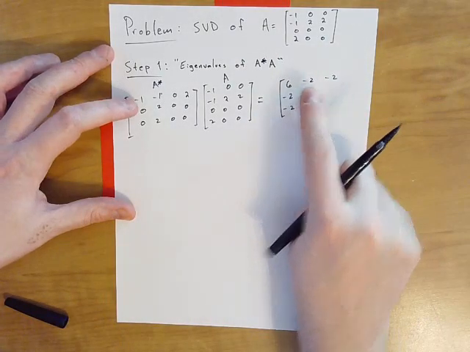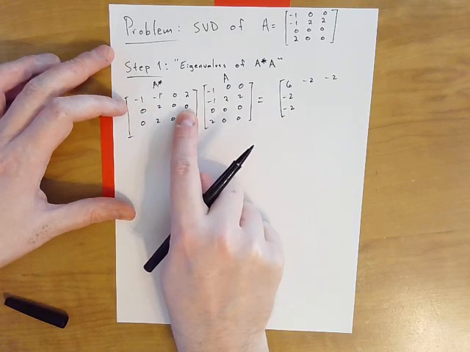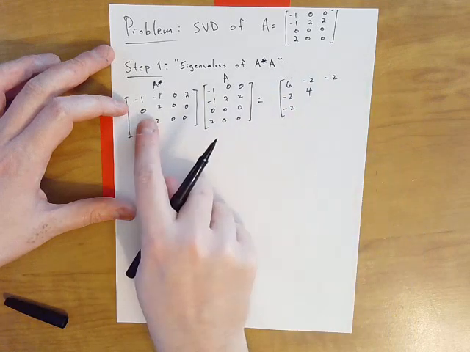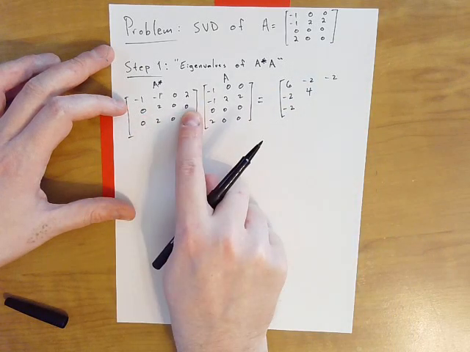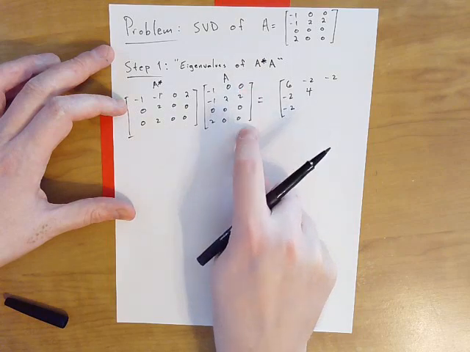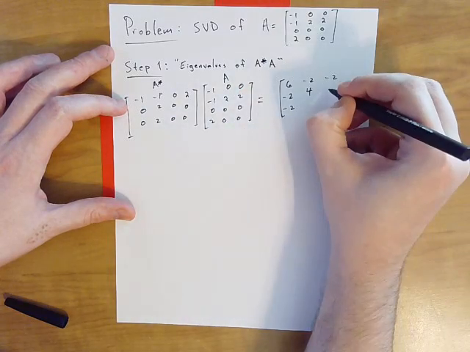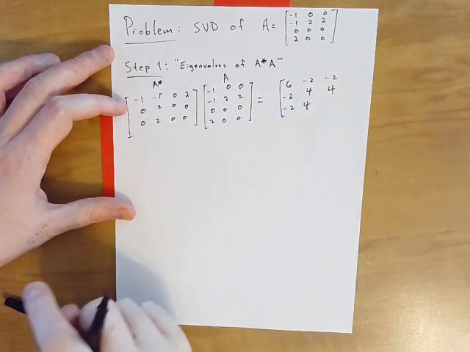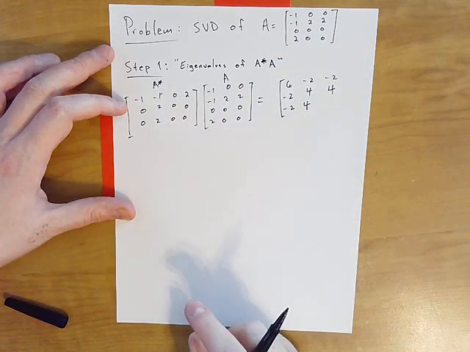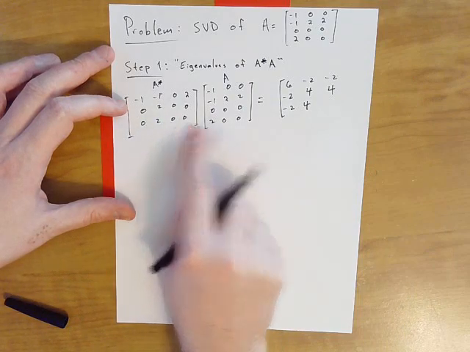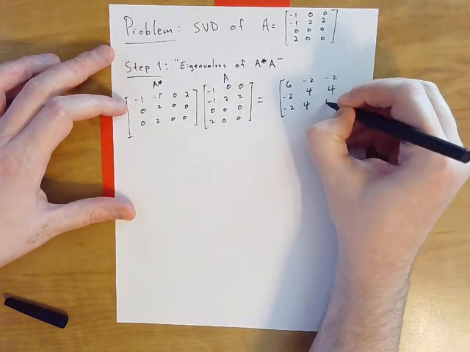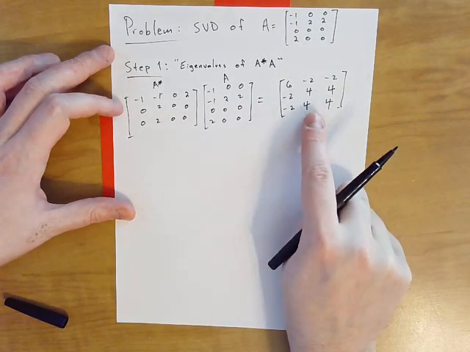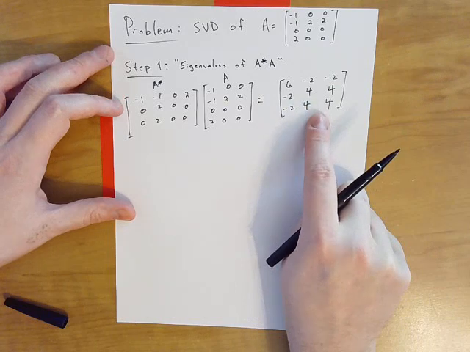The 2, 2 position is the dot product of 0, 2, 0, 0 with itself. So we get 4. The 2, 3 position is the dot product of the second row of A star with the third column of A, and that is another 4. And consequently, a 4 goes in the 3, 2 position. And the last missing entry is the 3, 3 position, which is the dot product of 0, 2, 0, 0 with itself, which is 4. So this is our Gramian, and now we wish to calculate the eigenvalues of this Gramian.